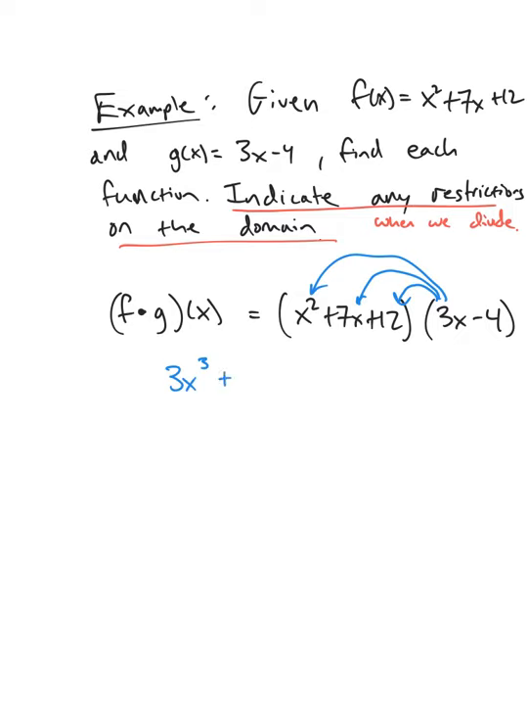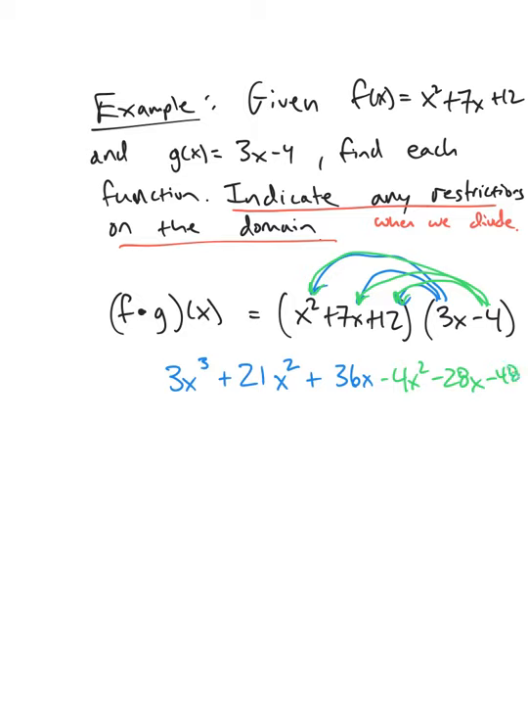3x times 7x. 3 times 7 is 21, x squared. Plus 3x times 12. 3 times 12 is 36x. And you're going to do the same thing for negative 4. You're going to take negative 4 and multiply it by x squared. So negative 4x squared. Negative 4 times 7x, negative 28x. Negative 4 times 12, negative 48.